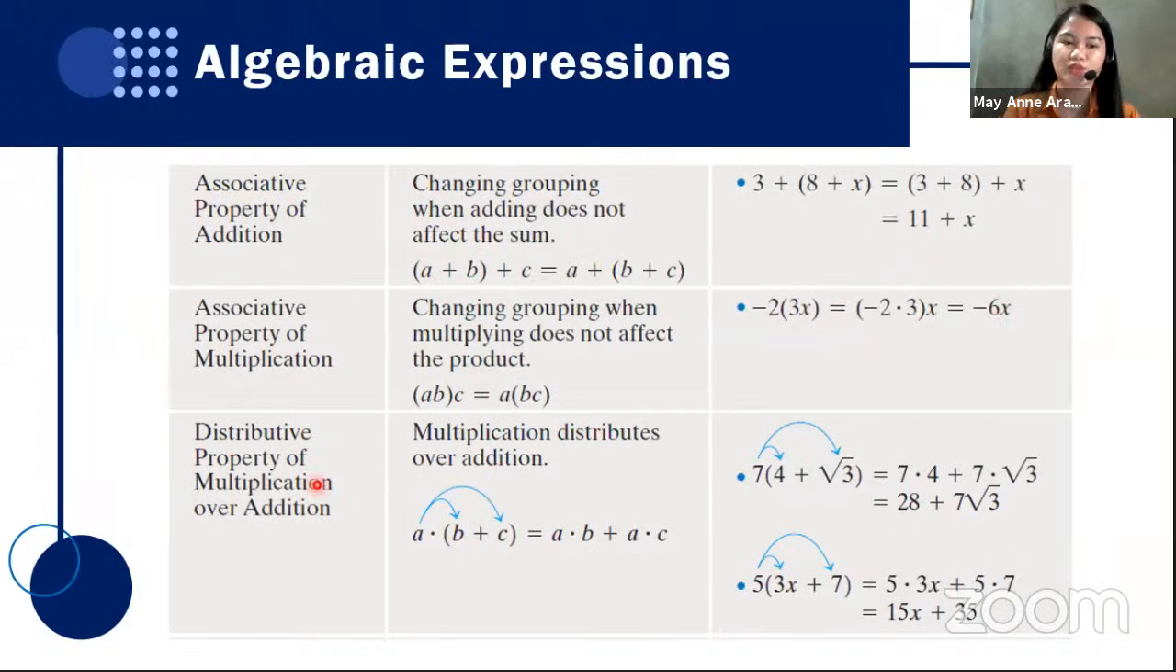A commonly used property is the distributive property of multiplication over addition. Here we will just distribute, we'll just multiply. Multiplication distributes over addition. For example, we have 7 times the quantity 4 plus the square root of 3. We multiply 7 and 4, you have 28, and then 7 times the square root of 3, you have 7 square root of 3. Another example, 5 times 3x is 15x, and 5 times 7 is 35. That is how you apply the distributive property.